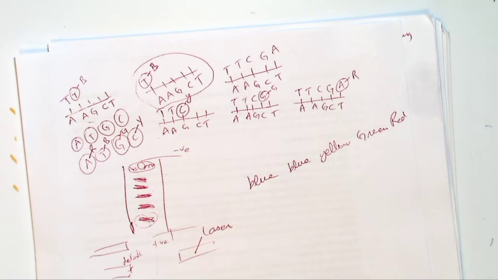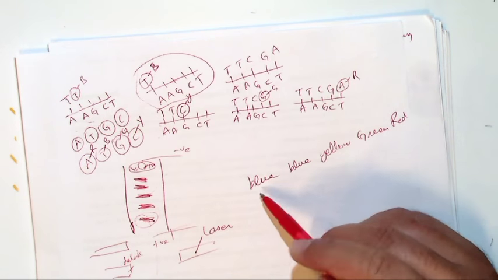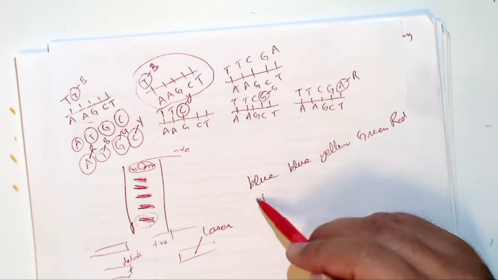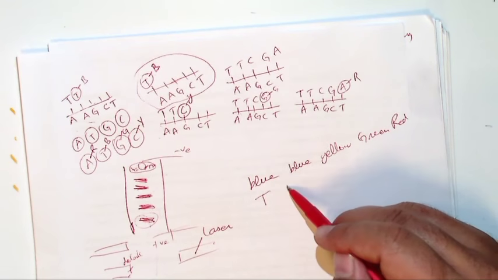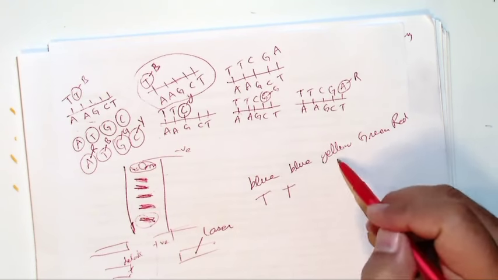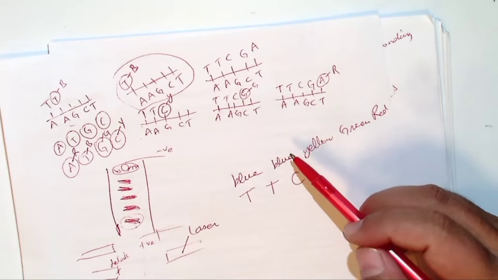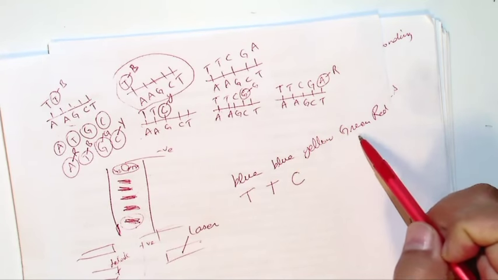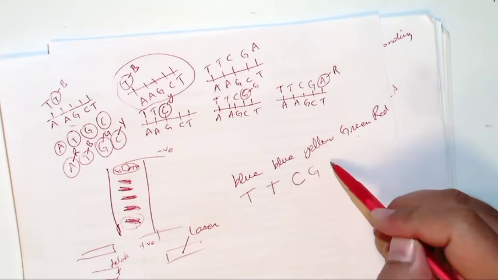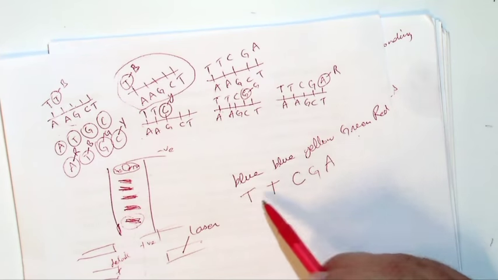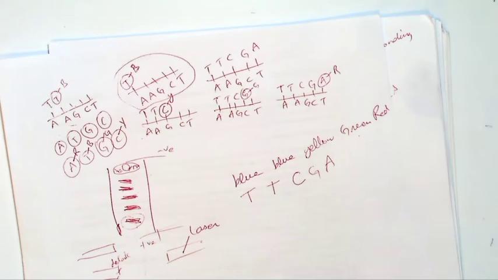So we know that blue was attached with what? T. This was also T. Blue is T. Yellow is what? C. And then green is G. And the red is A. So this is the sequence in which they are detected.